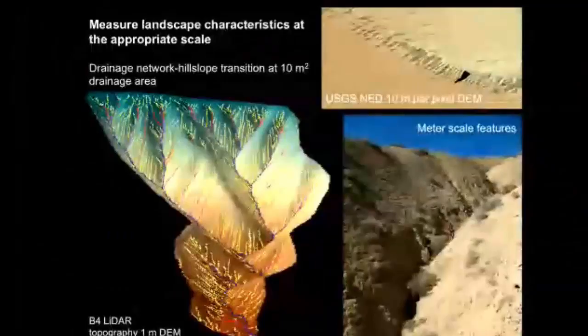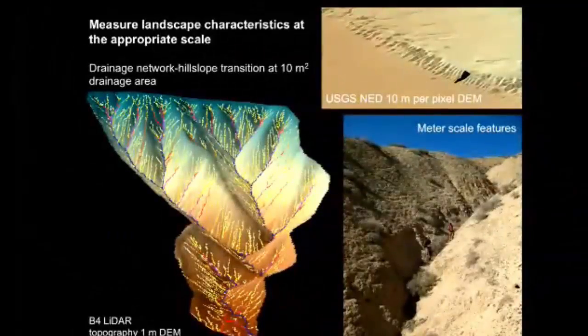We also need to be able to measure these landscape characteristics at the appropriate scale. I showed this already, this drainage network at very fine scales. You see the people here, so you need a short enough ruler that we can see and measure the changes in that landscape, as opposed to this more ugly representation from the USGS National Elevation Data Set, which is much coarser and doesn't give us any ability to characterize those fine features.